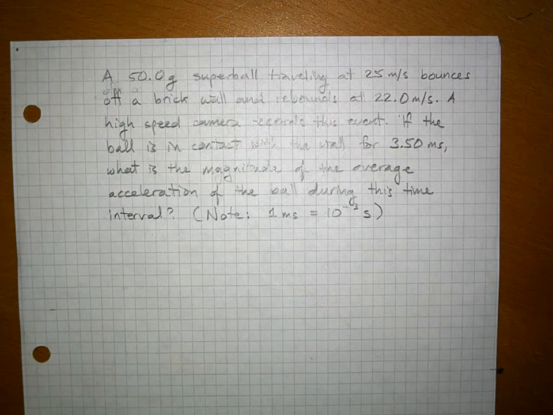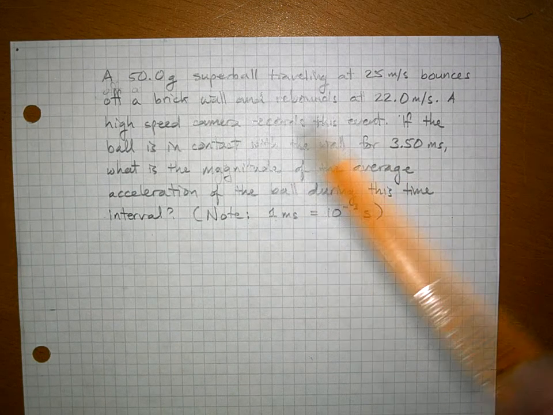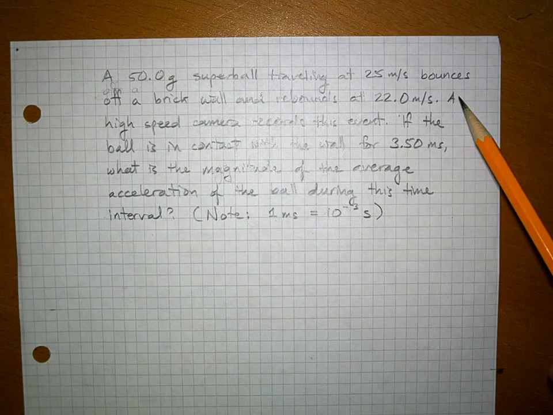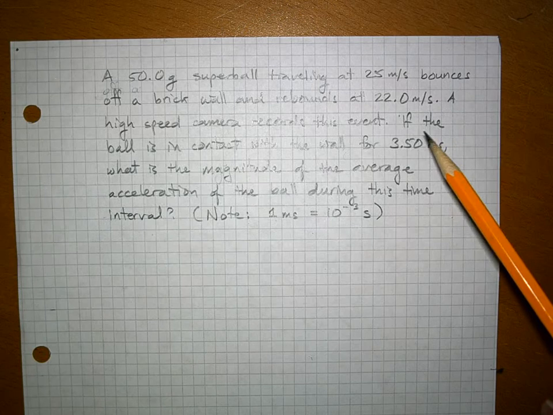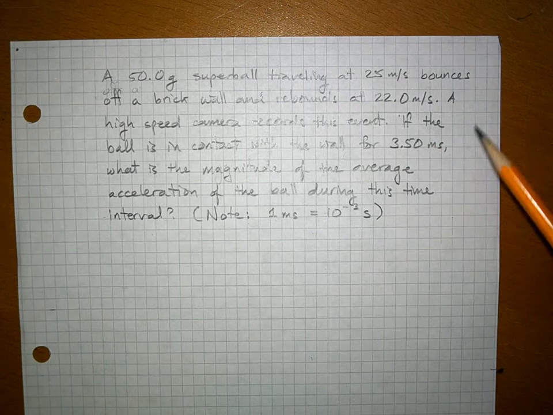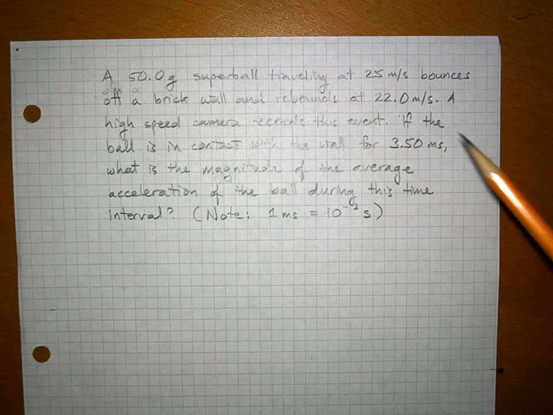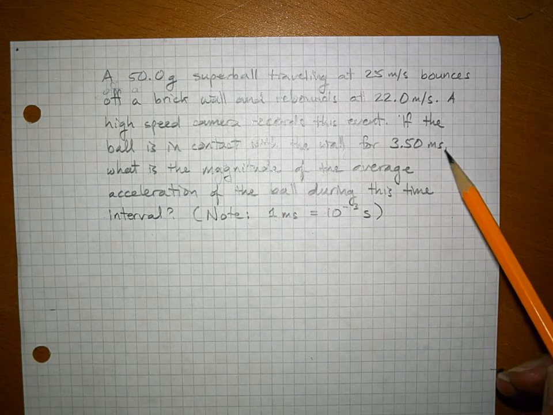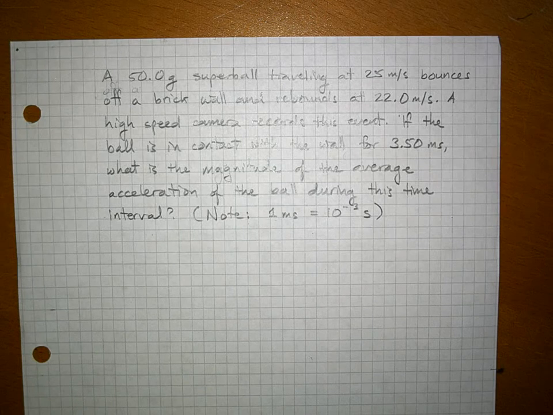Okay, here's our problem. A 50-gram superball traveling at 25 meters per second bounces off a brick wall and rebounds at 22 meters per second. A high-speed camera records this event. If the ball is in contact with the wall for 3.5 milliseconds, what is the magnitude of the average acceleration of the ball during this time interval?